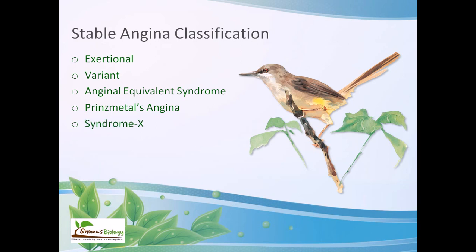Syndrome X is another thing, which is normally typical exertional angina with a positive exercise stress test, and also anatomically normal coronary arteries. We always find that normal coronary arteries are found, but still there is some problem, and the problem originates certainly, and it causes some of the effects.